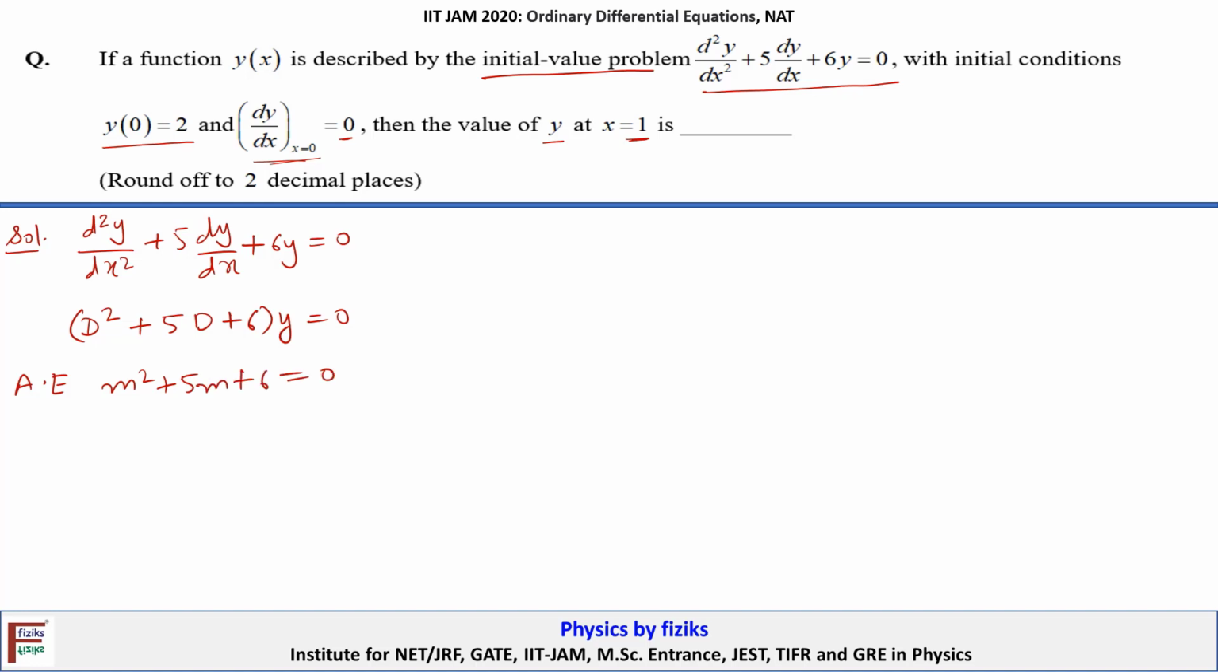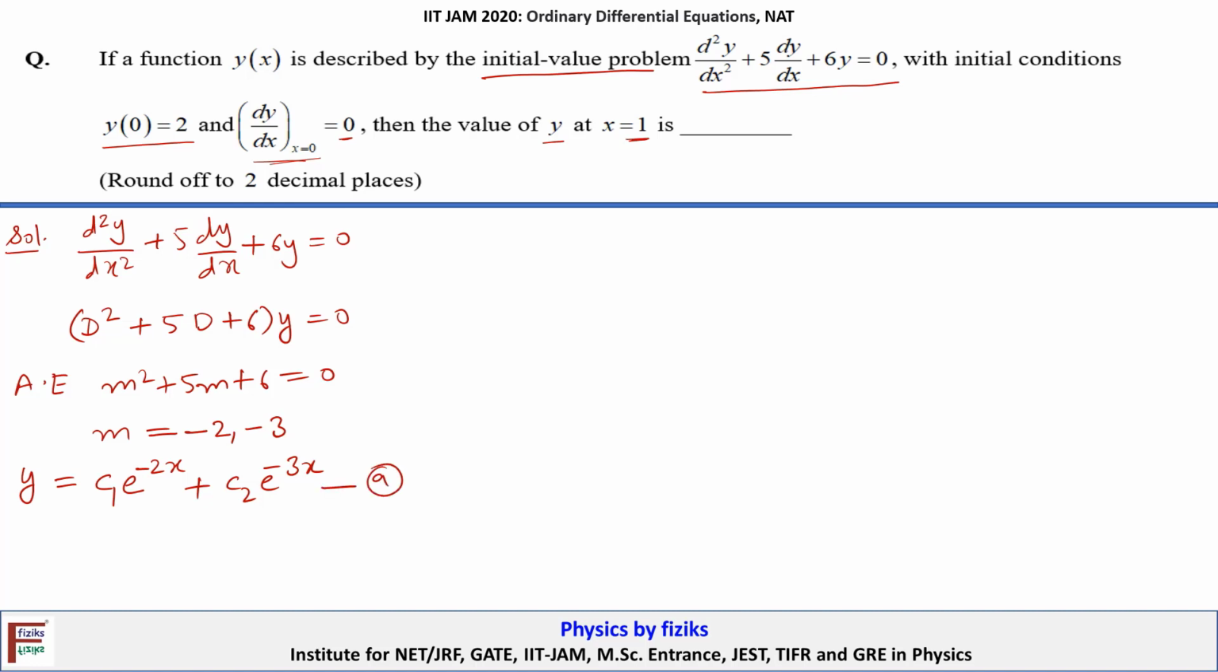And from here, the roots of this auxiliary equation can be easily obtained as m = -2 and -3. The roots of this auxiliary equation are real and different. Therefore, the solution is written as y = c1 e^(-2x) + c2 e^(-3x). Say this equation is A.